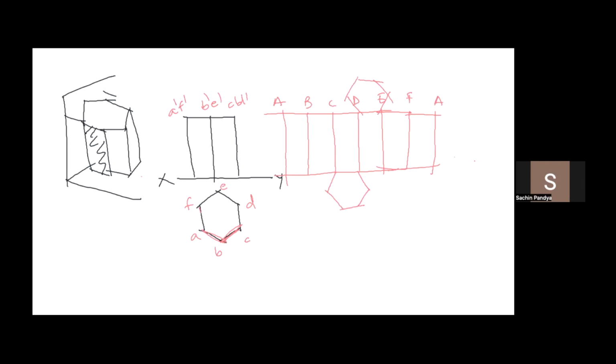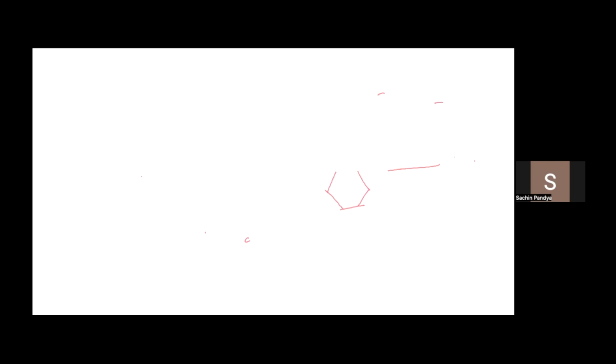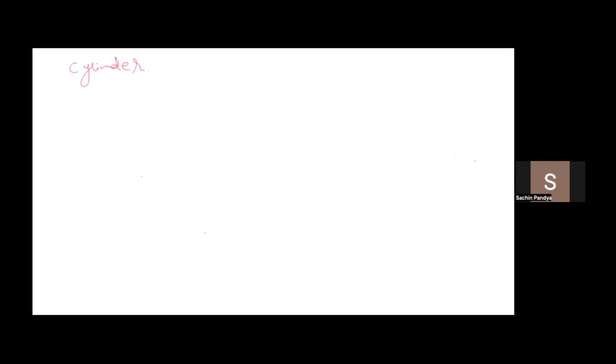Now we need to draw a circular prism. What do you mean by circular prism? Any guess? Okay. Say cylinder. Okay. So now if I want to draw the development of this, what will I do?